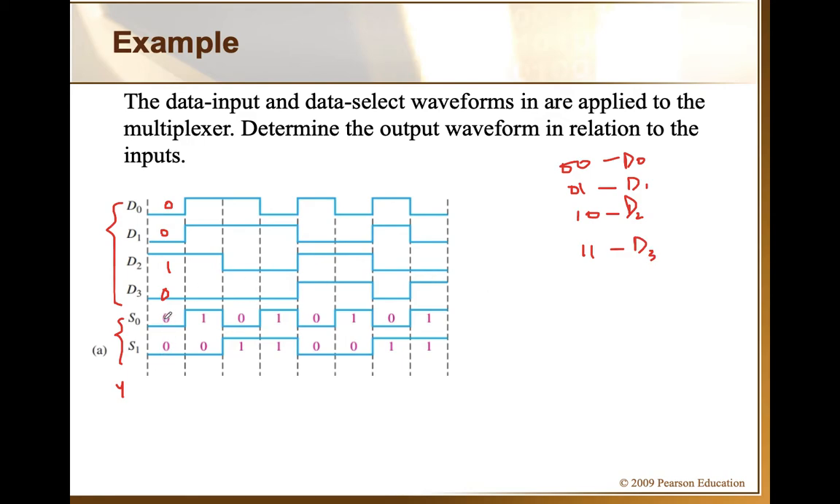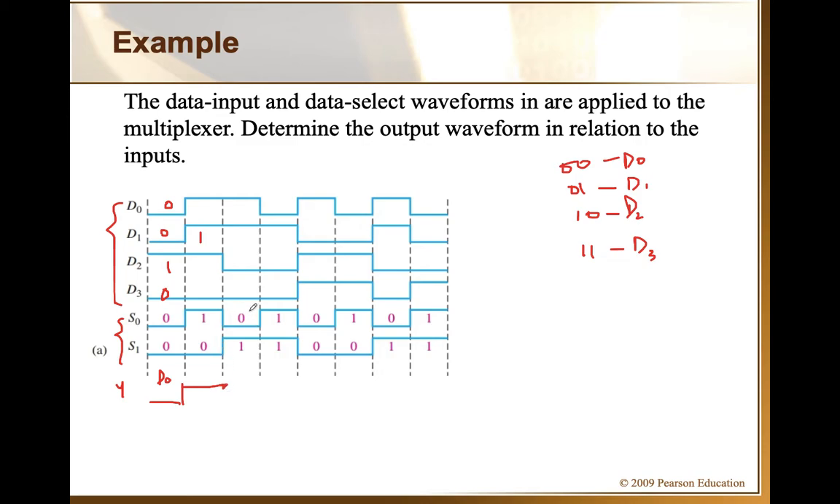Okay, so now this is the code. So what will be displayed here? D0 will be displayed here. What is the data on D0? You go to D0, 0. So 0 data. Now second one. What is the select line saying? 1 0. S0 is 1, S1 is 0, meaning 0 1. 0 1 is D1. So whatever is the data on D1, that will be copied here. D1 has data what? 1. So 1 will be copied here. So it will be high for this particular cycle.